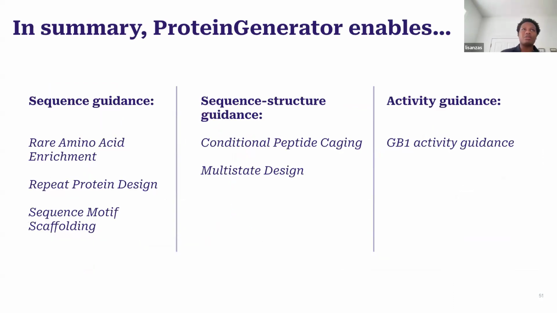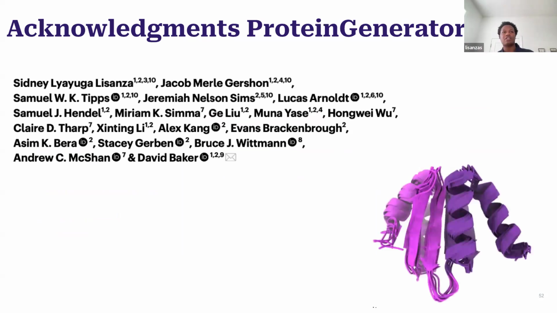And so in summary, ProteinGenerator allows you to do quite a bit. For one, we can do sequence guidance, and here I've shown experimental data for enriching for rare amino acids, repeat protein design, and sequence motif scaffolding. In addition, we can also do concurrent sequence and structure guidance, and we've done this with conditional peptide caging and multistate design. I've also shown you some preliminary work in seeing we can guide for specific activities with sequence to activity data sets with the GP1 experiment I just went over. And so a big thank you to all my co-authors and collaborators, and my advisor, for all the hard work we were able to get done to get this paper out. With that, are there any further questions?